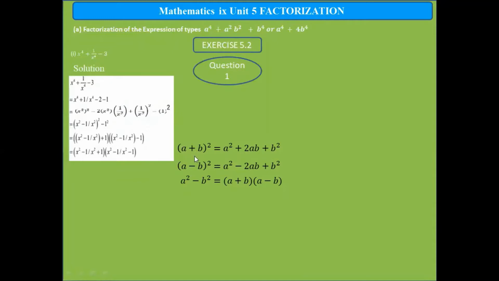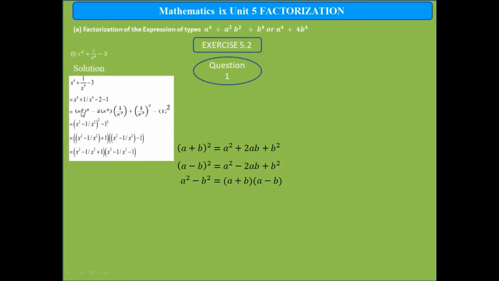So here a is x square and b is 1 by x square. So this is a square and this is b square, and for the middle term, minus 2 can be written as x square into 1 by x square. This 1 by x square cancels out with this one, so we have minus 2. So we can write this expression as x square whole square minus 2 x square into 1 by x square plus 1 by x square whole square. And this one can be written as 1 square.